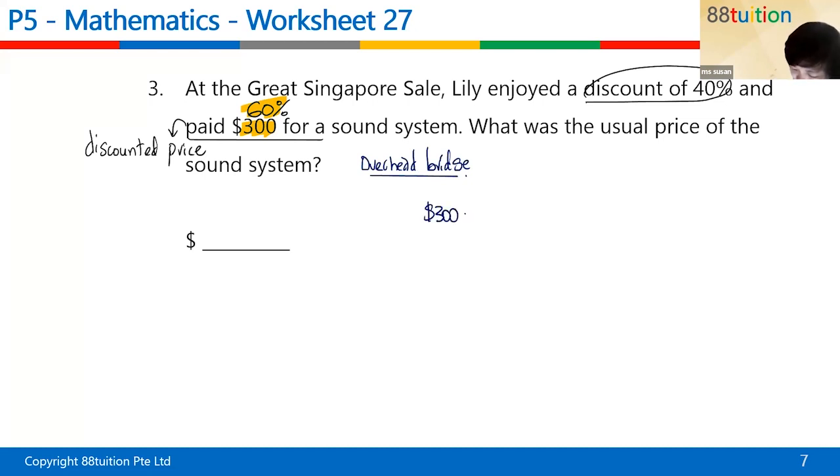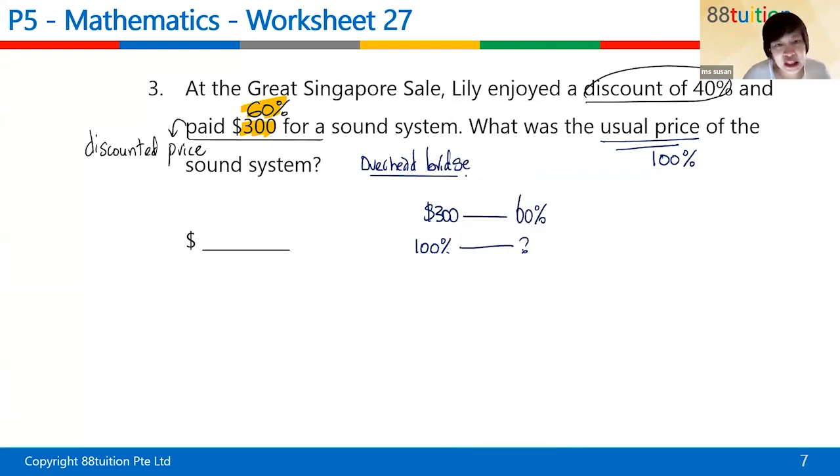I put like that. $300 is actually equivalent to 100%. So now I want to find what? 60%, not 100%. 60%, right? So then now I want to find what? Usual price. Usual price refers to the base, original, always 100%. So for this 100%, then can I do this? Okay, can I do like that? Then after that, I put a question mark. All right. So I want to see, am I right to do this?